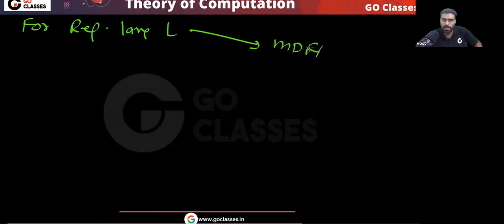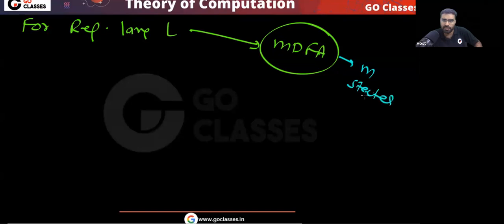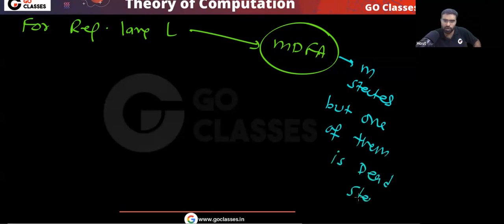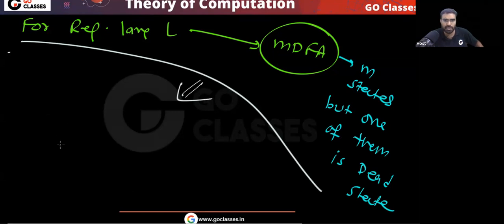The result is this: for a regular language L, you have a minimal DFA. Let's assume in this minimal DFA you have a total of M states, but one of them is a dead state. Then what can you say? If this happens, then P equal to M minus 1 will work. Yes or no? You can forget about the dead state. This will work.